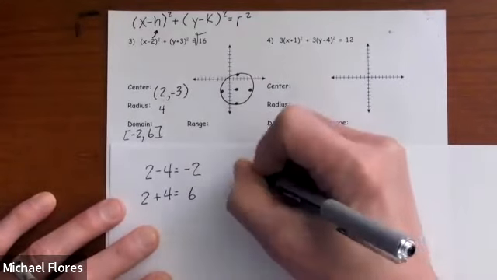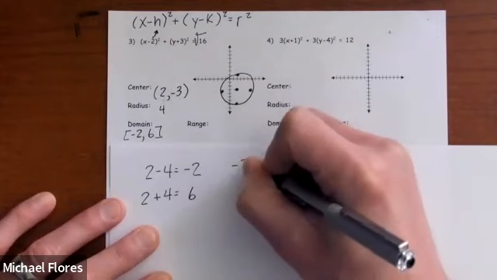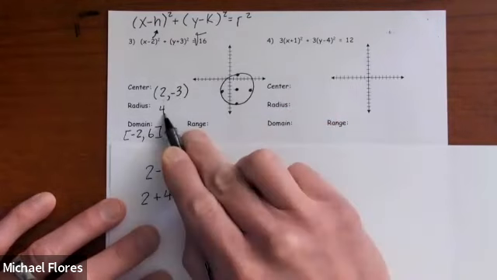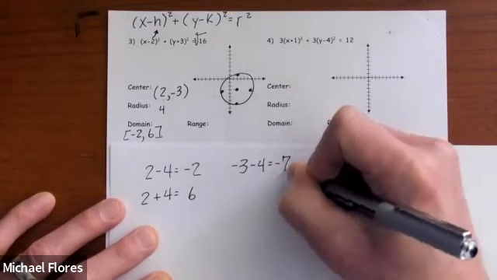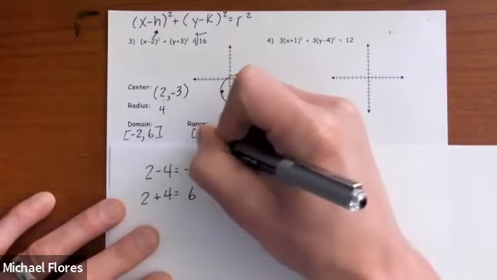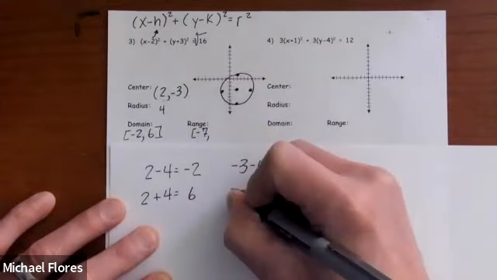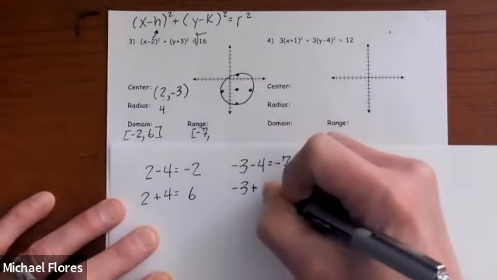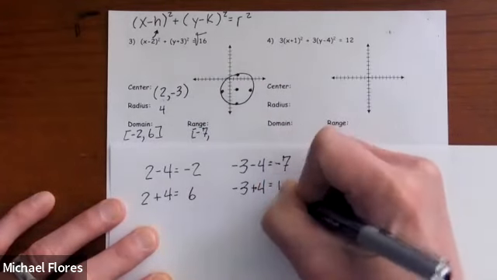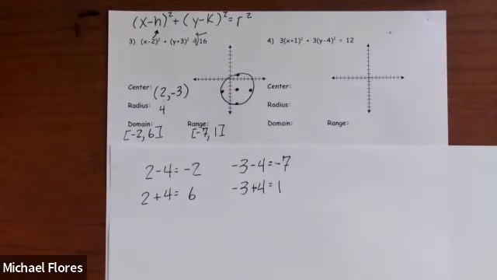For our range, we are going to take the k value minus the radius. And now our k value plus the radius. And that's another way of getting your domain and range.